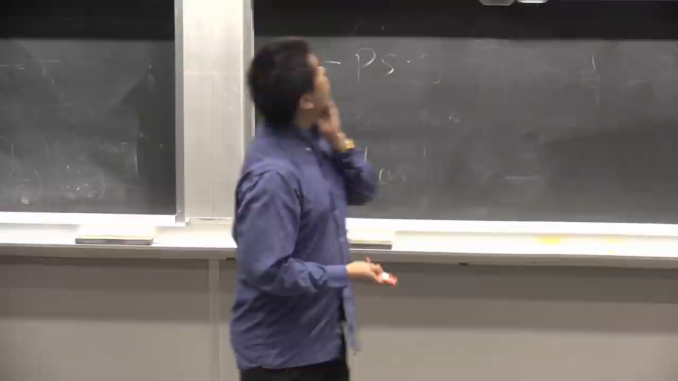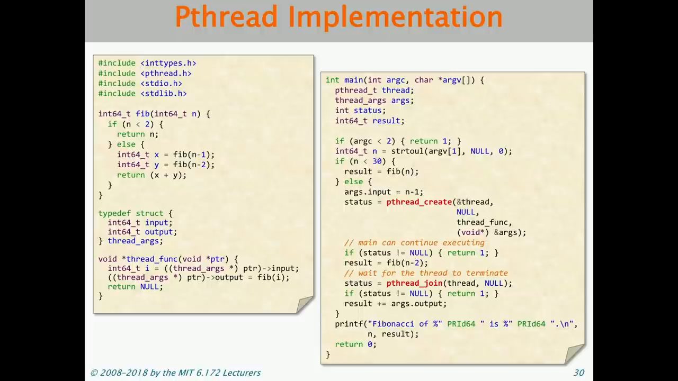Okay, so here's what the implementation of Fibonacci looks like using pthreads. On the left, we see the original program that we had, the fib function there. That's just the sequential code. And then we have all this other stuff to enable it to run in parallel.